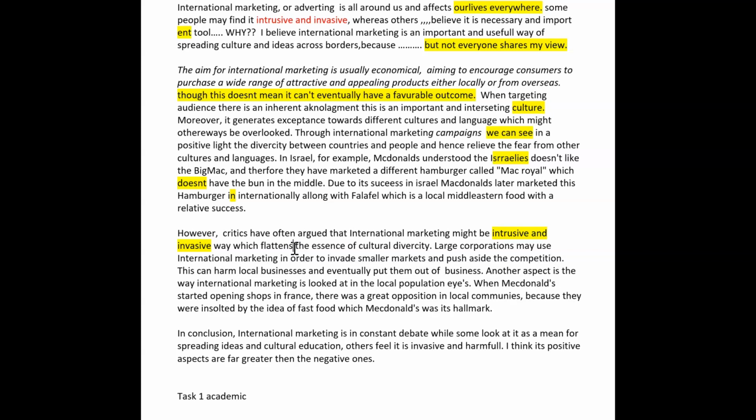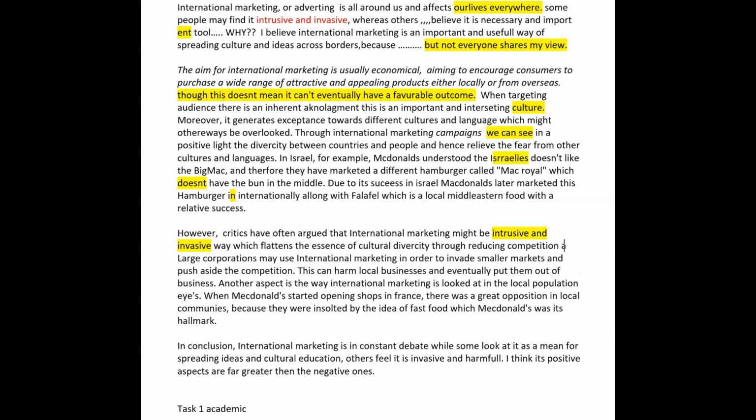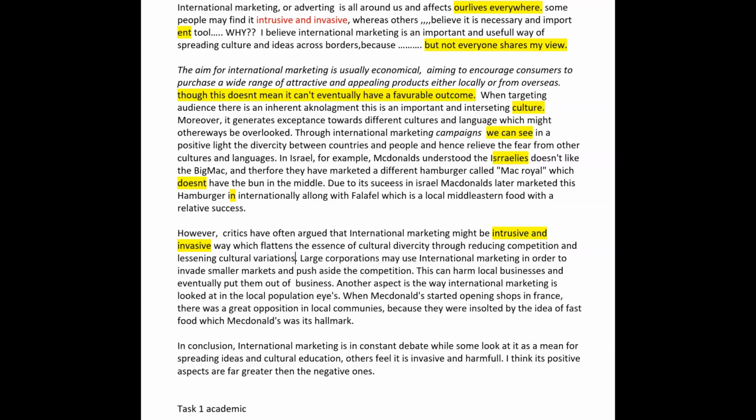Flattens the essence. Not sure what you mean there. Diversity. Large corporations may use international marketing in order to invade smaller markets and push aside competition. Okay, flattens. Okay, so through reducing competition and lessening maybe cultural variations. You could have that instead. I like what you mean, but we could say it a different way.